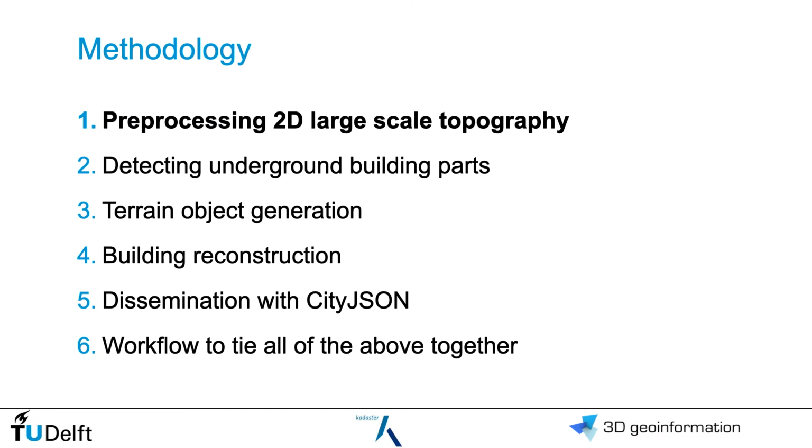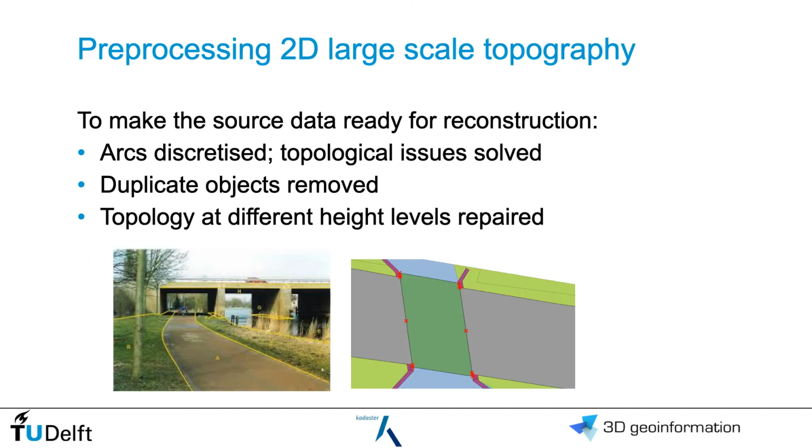I will now quickly highlight the most important parts of our methodology, starting with the preprocessing of the 2D large-scale topography. This involves the discretization of arcs, resolving topological issues, and the removal of duplicate objects. Now this is needed because we sometimes find errors in the source data, and also to ensure that the software runs smoothly in the next steps.